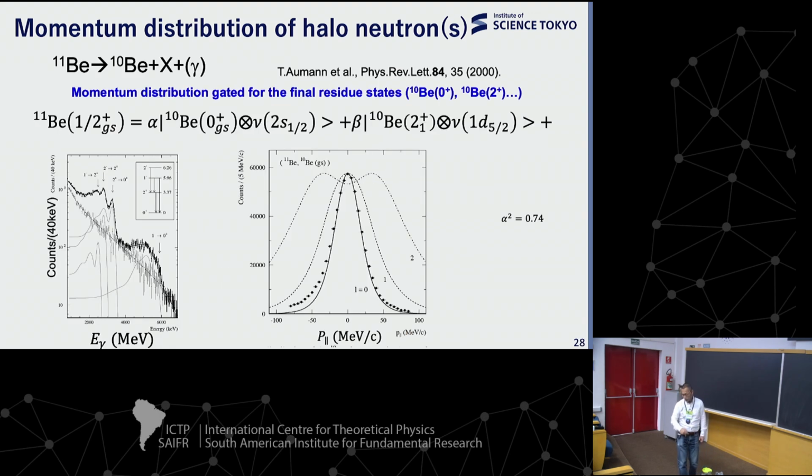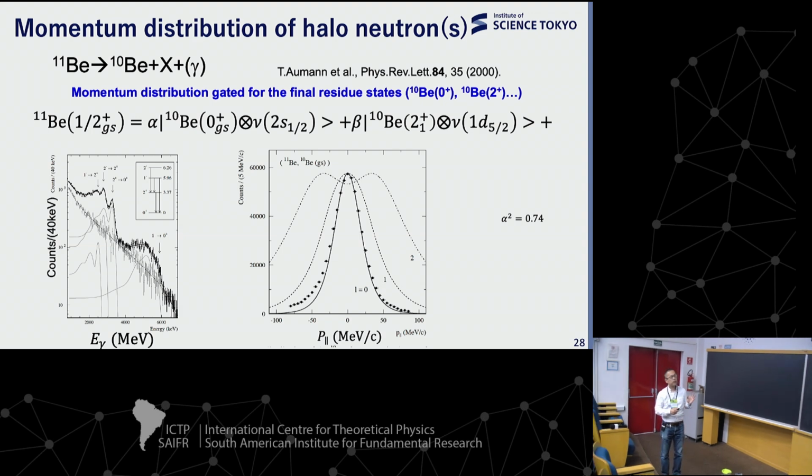Okay, so this is the first experiment, but a more recent experiment also measures in coincidence with gamma rays. For instance, this is the case of beryllium-11, a one-neutron halo case. They measured not only beryllium-10, but also gamma rays from the residue, beryllium-10. So this is the gamma ray spectrum of beryllium-10. You see several transitions.